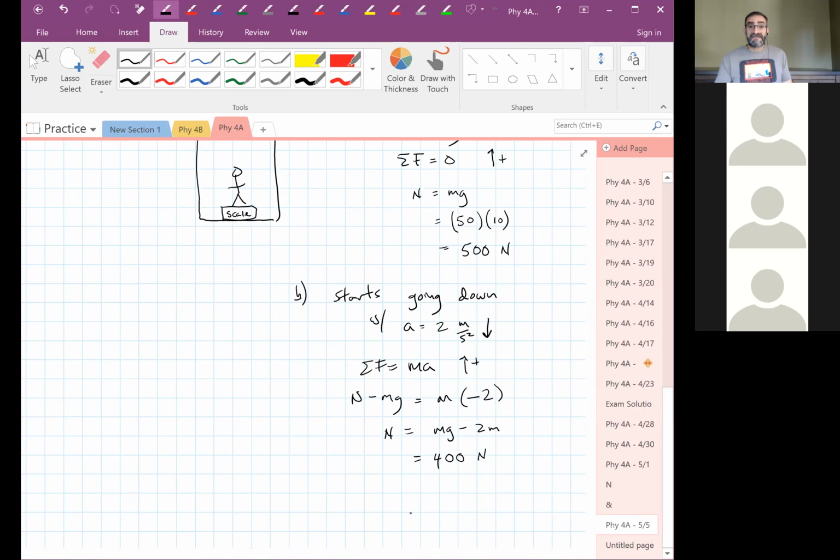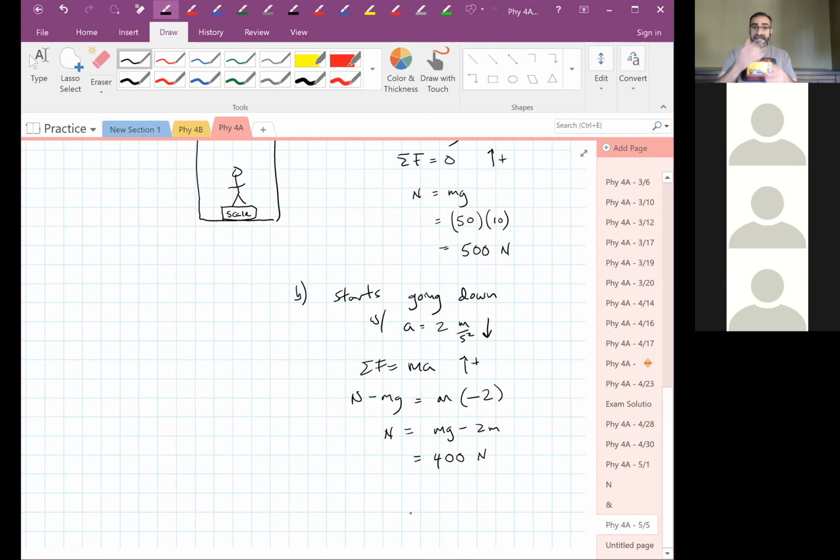So the person feels lighter. Their apparent weight is 400 newtons. That's how they are interacting with the floor they're standing on. The floor is pushing back with the force of 400 newtons. That's how heavy they feel. They feel lighter at that instant because of the acceleration.